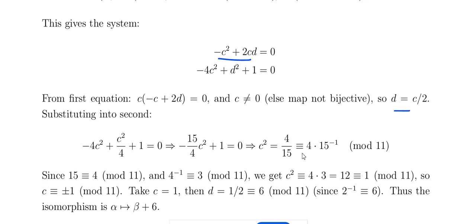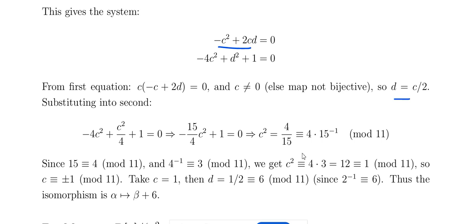When you substitute d equal to c by 2 in the first equation, minus 4c square, c square by 4, we get c square equal to 4 by 15. So 4 into 15 power minus 1, modulo 11. 15 is congruent to 4 modulo 11, and 4 inverse is congruent to 3 modulo 11, so c square equal to 4 into 3, that is 12. 12 is congruent to 1 modulo 11, therefore c equal to plus or minus 1 modulo 11. Therefore c equal to 1, and d equal to 1 by 2, that is equal to 6 modulo 11.